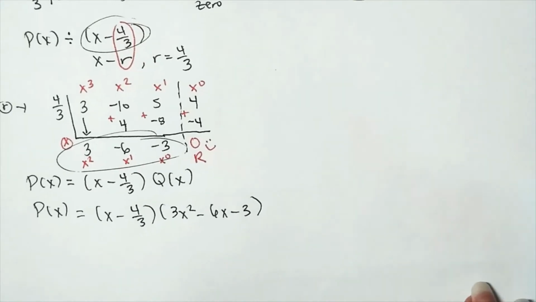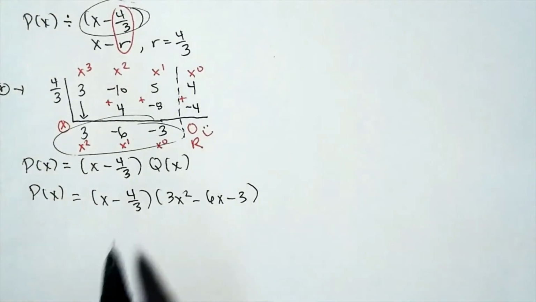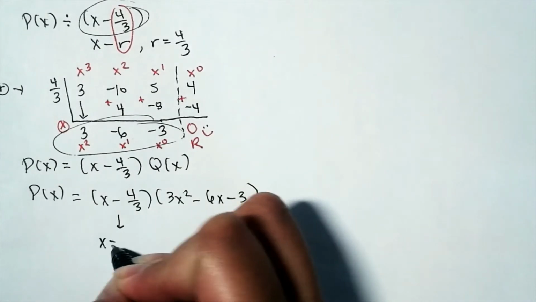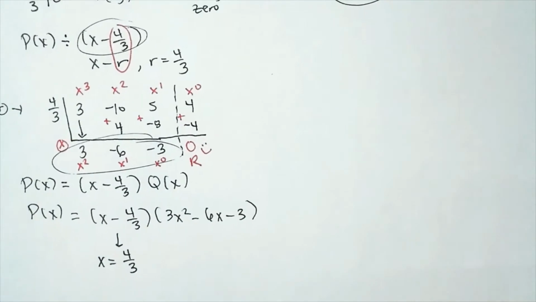Now, we are asked to find all the zeros, okay? So if a product equals 0, what are going to be the following zeros? x minus 4/3 will lead to a 0 of x equals 4/3. But yeah, we already knew that.